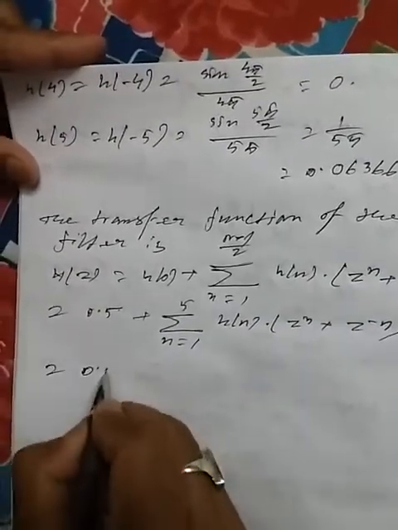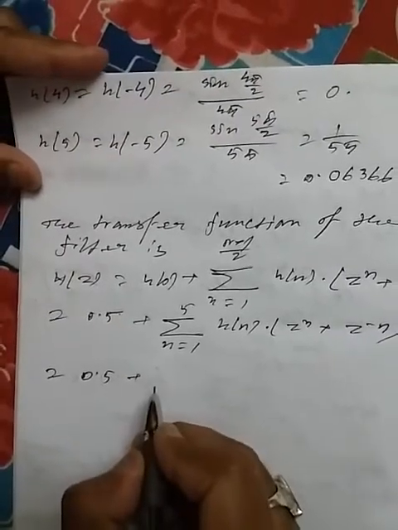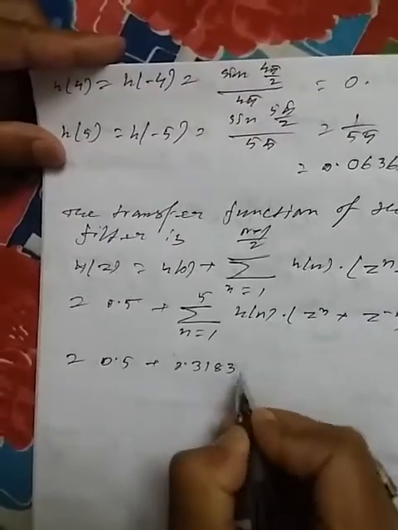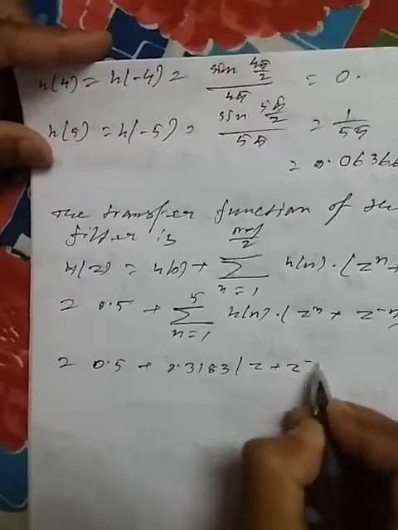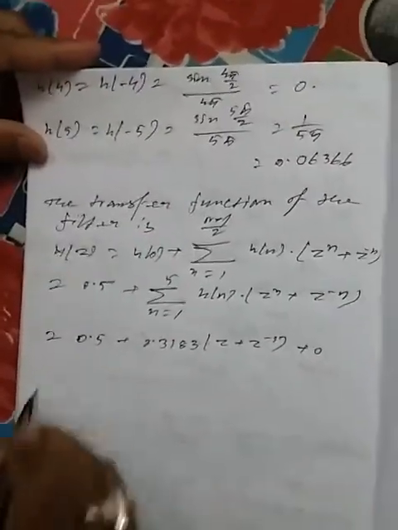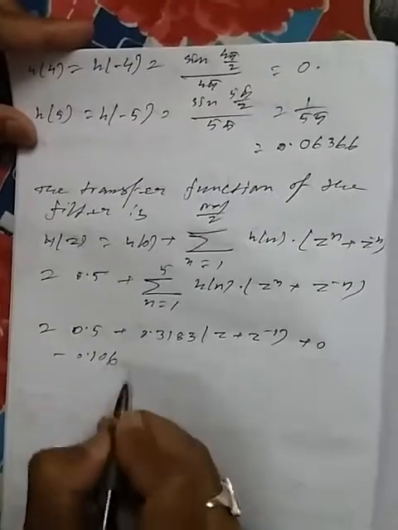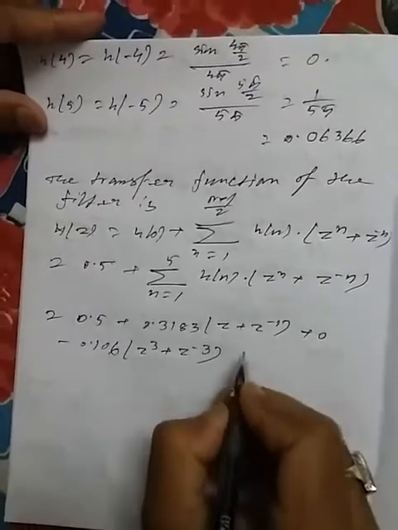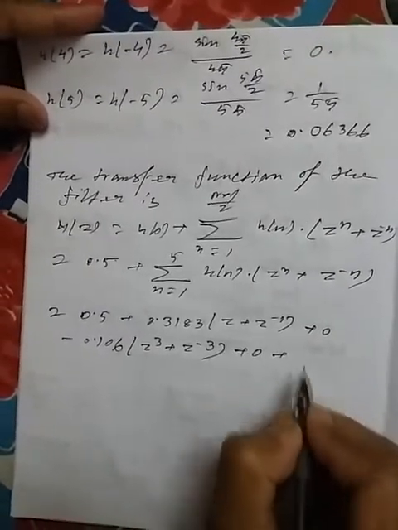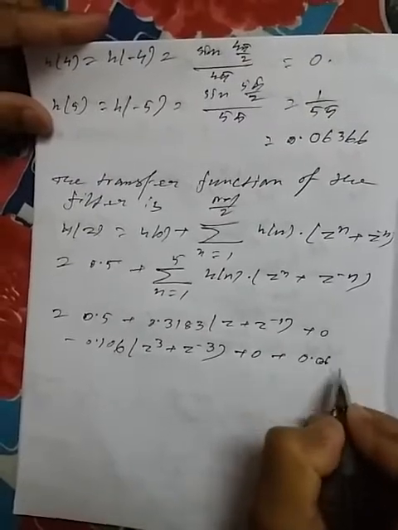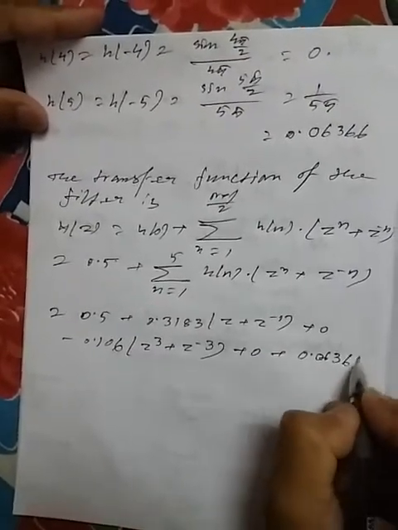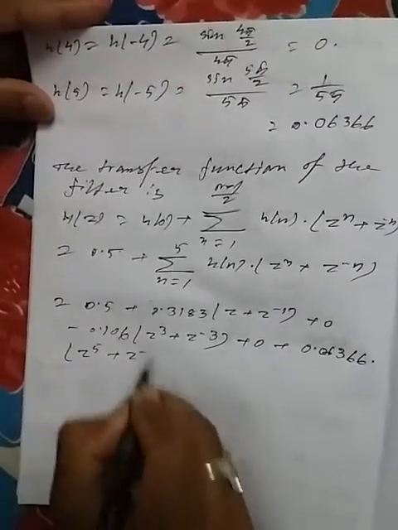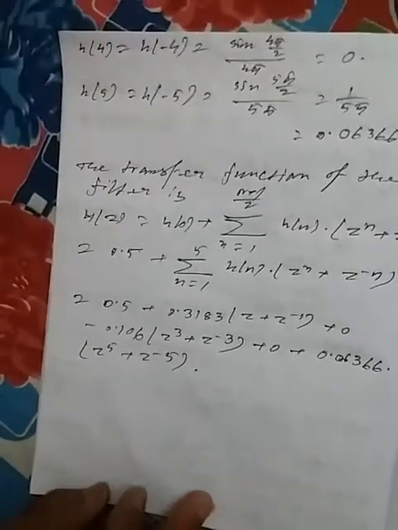So this will be 0.5 plus 0.3183 into z plus z to the power minus 1, plus 0, minus 0.106 into z cube plus z to the power minus 3, plus 0, plus 0.06366 into z to the power 5 plus z to the power minus 5. So this is the transfer function of the filter.